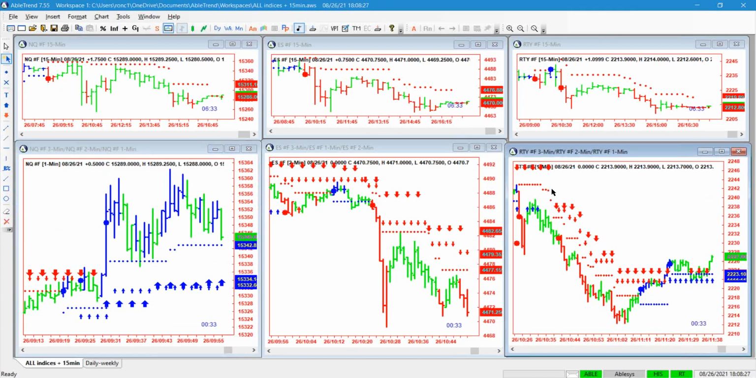The RTY, the Russell, tends to go off on its own sometimes. I mean, it's great when it agrees, but it doesn't always. It's hard to get all three to agree. But when you get NQ and ES, that's when you get the bigger moves. That's really when it gets fun.